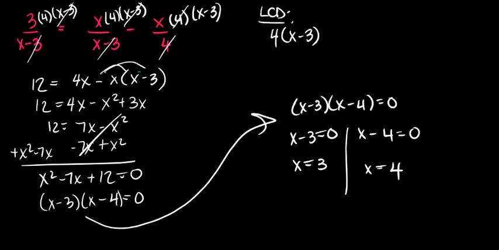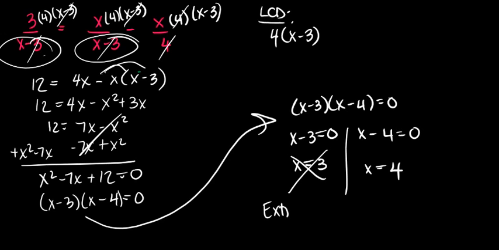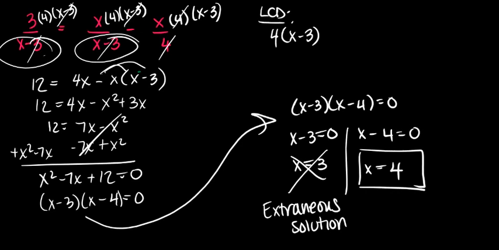Okay, and now remember, we need to go back and check whether either of these solutions makes my denominator equal to 0. And 3 does. If I substitute 3 into either this part here or here, it will make my denominator equal to 0. That means it's an extraneous solution, which means I cannot count it. So my solution is going to be x equals 4.